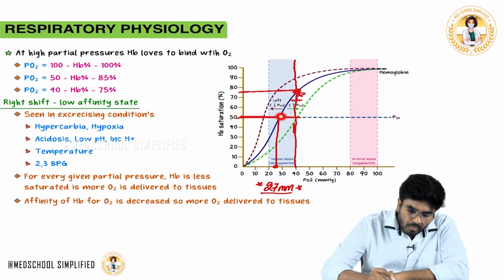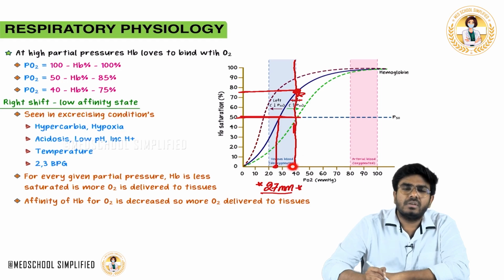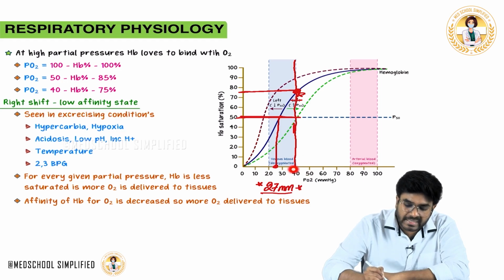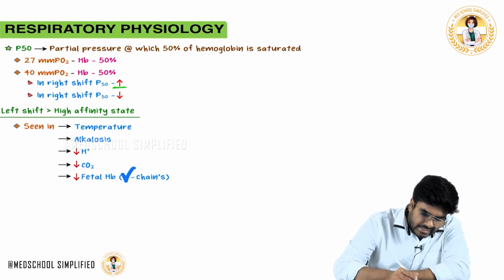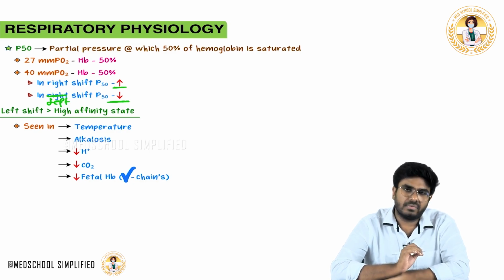Now what is the partial pressure at which hemoglobin is 50% saturated? In a normal person, this is 27 mmHg. But in a right shift curve, the P50 value is 40 mmHg, which means the P50 value is increased. In right shift, P50 value increases. Exactly the opposite happens in left shift: in left shift, P50 value decreases. That we will discuss.